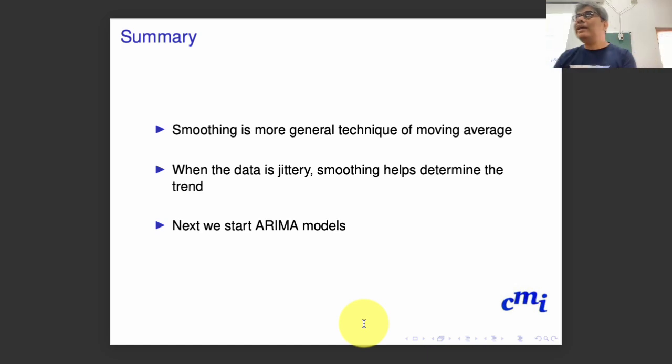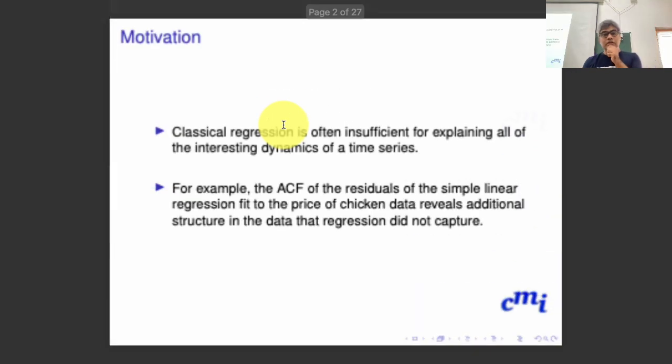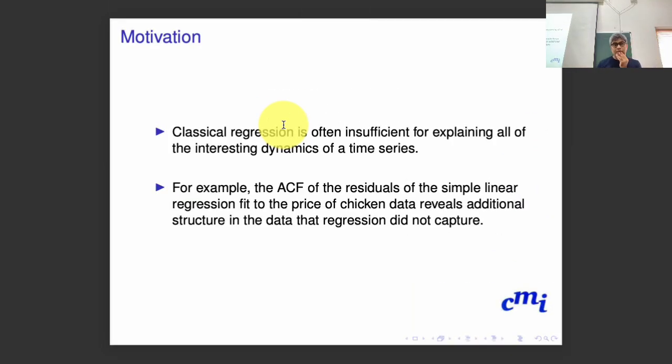Now I think we are ready. We will jump into the general technique of the moving average, and we are ready to start the ARIMA. So let us look at ARIMA models.